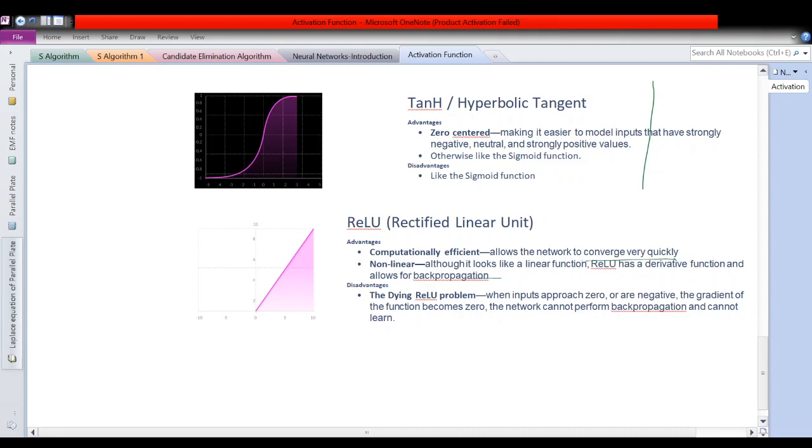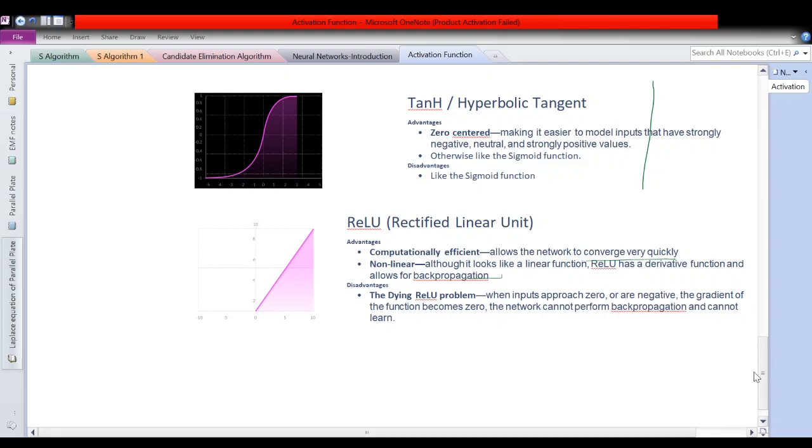I'll tell you what is meant by back propagation. Back propagation is taking the feedback and trying to minimize the error. You're going to learn it in the multi-layer perceptron algorithm. When the input reaches 0 or negative, the gradient of the function becomes 0. What is meant by gradient? Gradient is a slope. When the error slope becomes 0, the network cannot perform back propagation, and if it cannot perform back propagation, in turn it cannot learn.